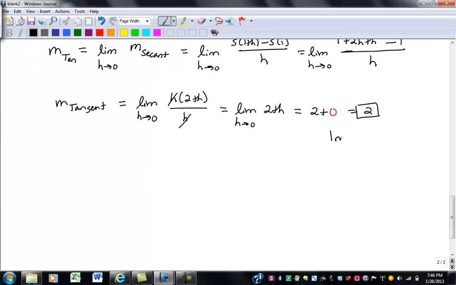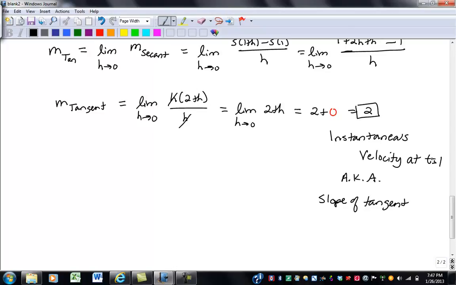This is called the instantaneous velocity. Also known as the slope of the tangent line. Oh, this is at t equals 1. Let me rewrite that. And that's also known as the slope of the tangent line of the position at t equals 1. Instantaneous velocity is the slope of the tangent line, whereas average velocity is the slope of the secant line.